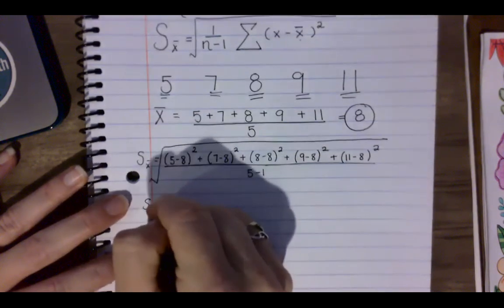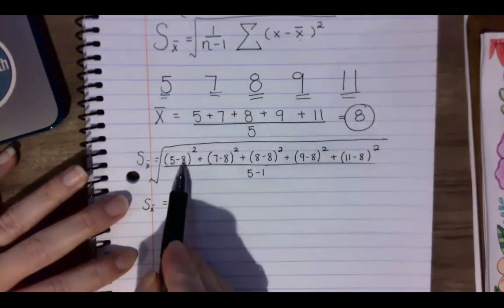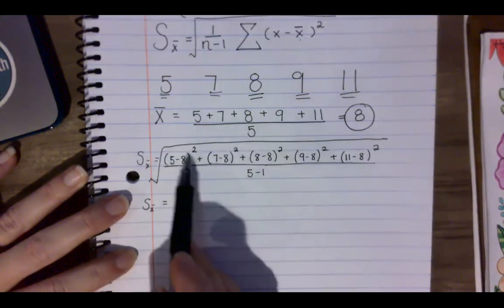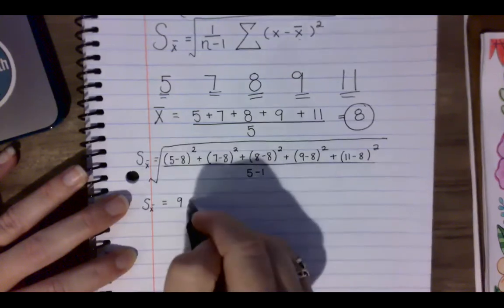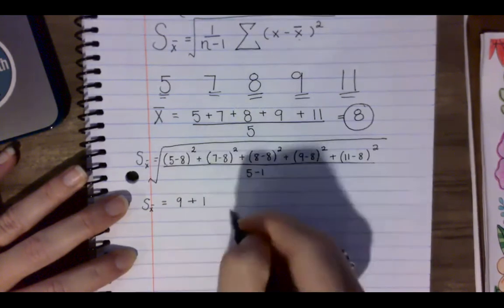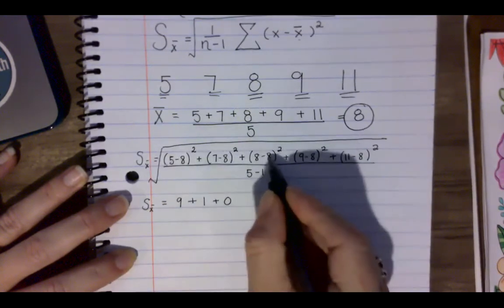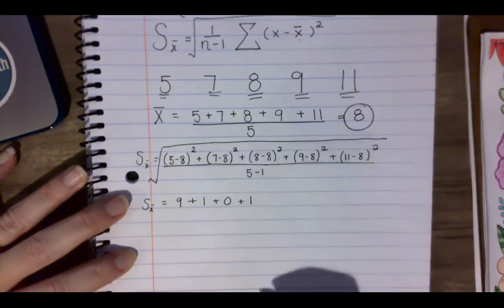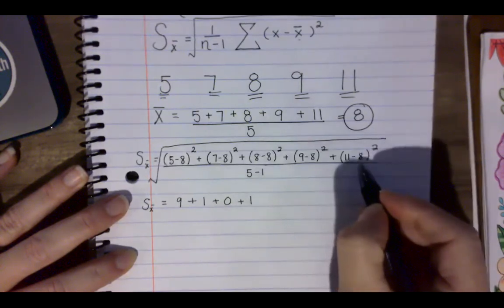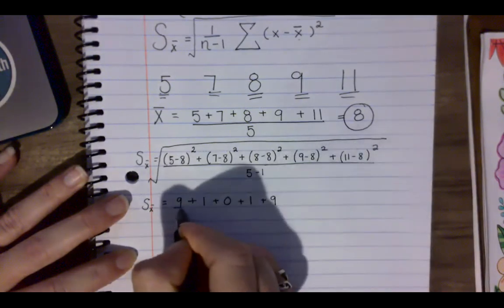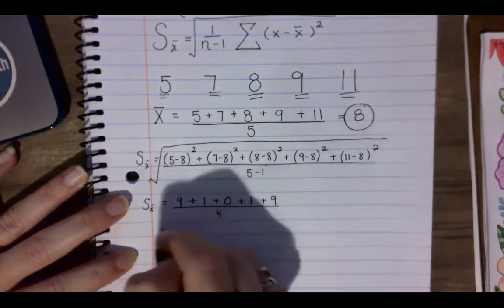If I'm doing this by hand, I would actually do 5 minus 8 is negative 3, and when I square a negative 3, it becomes a positive 9. This is where I was talking about that positive distance is created. Plus, this is only 1 away. Negative 1 squared is going to be 1, plus 1. Plus, this will end up being 0, 8 minus 8 squared. 9 minus 8 is going to be 1, squared is 1. And 11 minus 8 is 3, but then I square that to get 9. And I'm going to divide by 4 and take the square root.